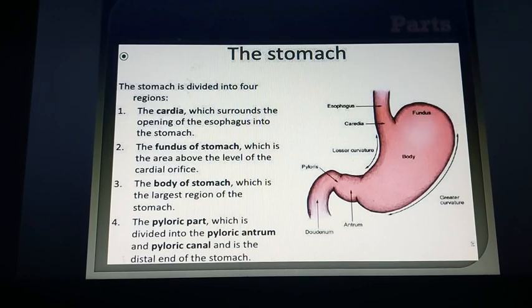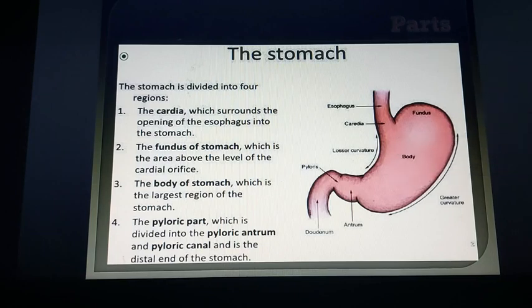Coming to the fundus of the stomach, which is the area above the level of the cardiac orifice. So this is the cardiac orifice now, and just above the level of this cardiac orifice, that part is called the fundus of the stomach. Coming to the body of the stomach, which is the largest region of the stomach. Here, that is the body of the stomach.